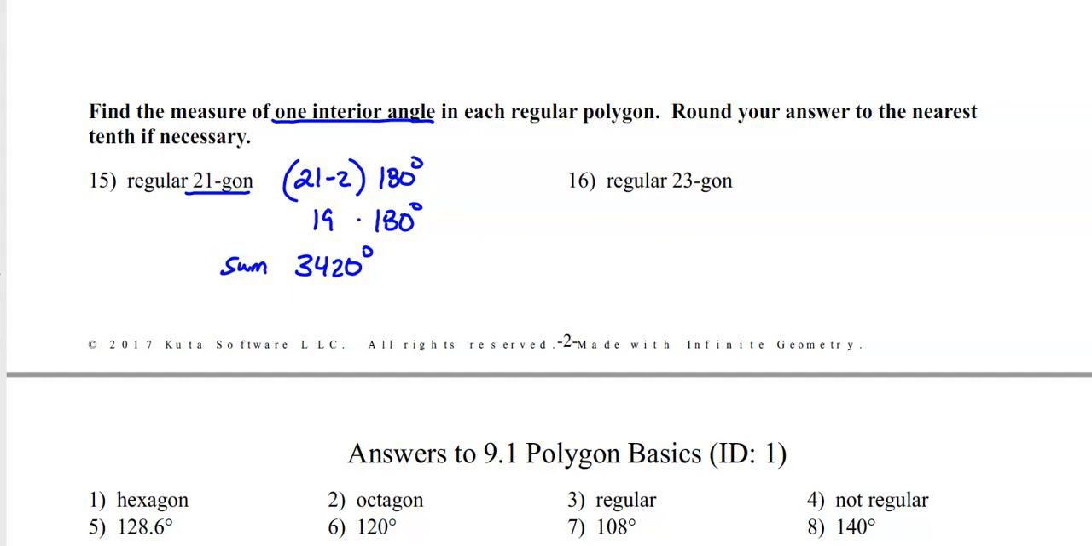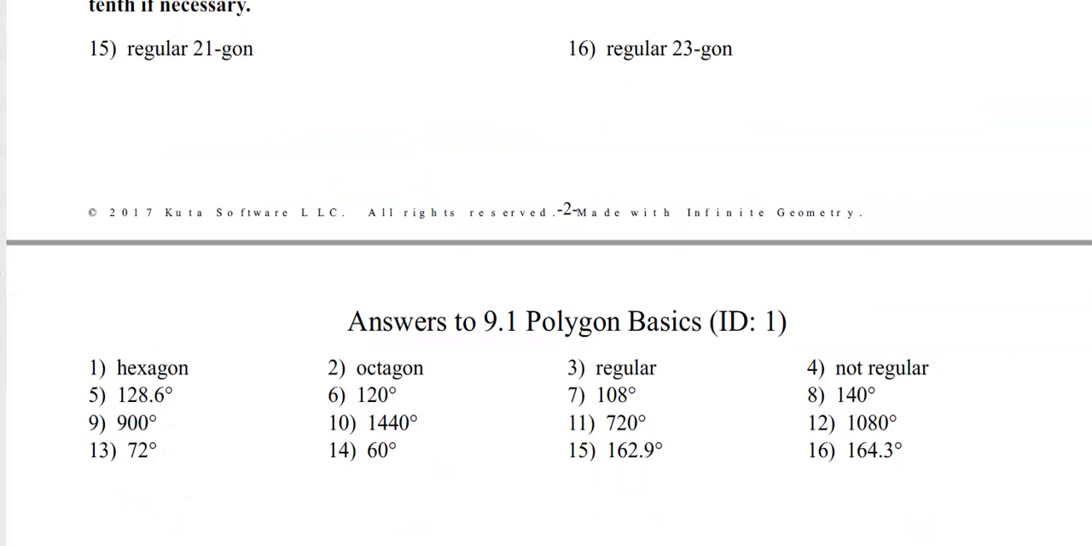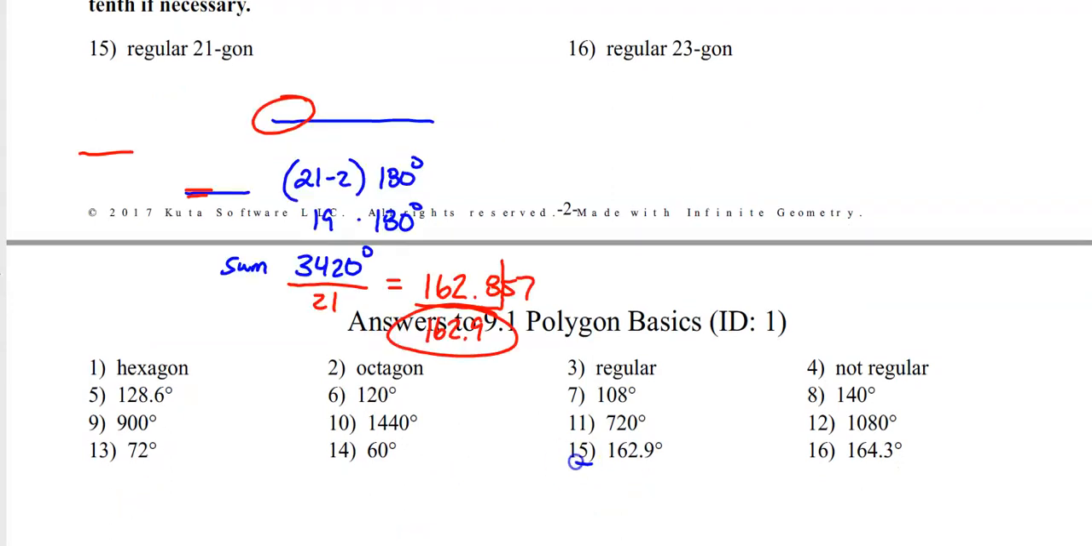But now, since I want to find one, I'm going to divide it by, there's 21 of those. So divide that by 21, which looks like I have about 162.857-ish. So if I go to the nearest tenth, that means I want to stop there. So that 5 tells me to go bigger. So 162.9. Oh, and actually it looks like I included the answers here. So yeah, 162.9 shows up right there.